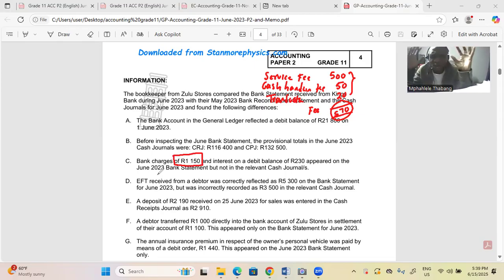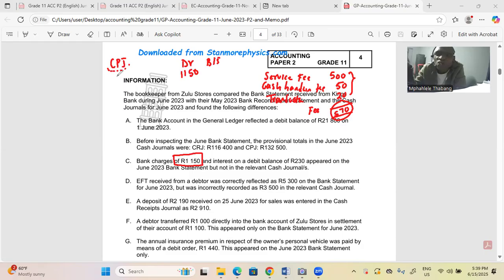Now, guys, what did I say? I said to you, if something is recorded on the debit side of the bank statement, it must also be recorded in the cash payment journal. So if we find 1,150 on the debit side of the bank statement, the same 1,150 must be found in the cash payment journal. But sometimes you have to know that a bookkeeper is a human being. Sometimes they might make a mistake. Instead of recording 1,150, the bookkeeper might make a mistake of not recording it.